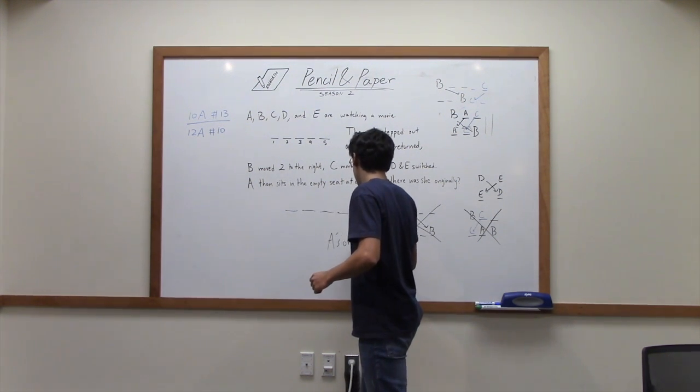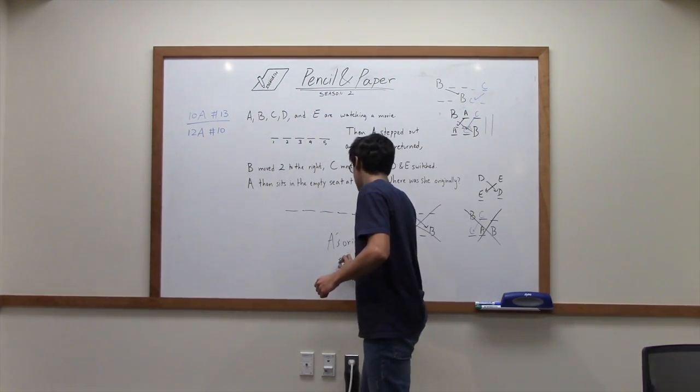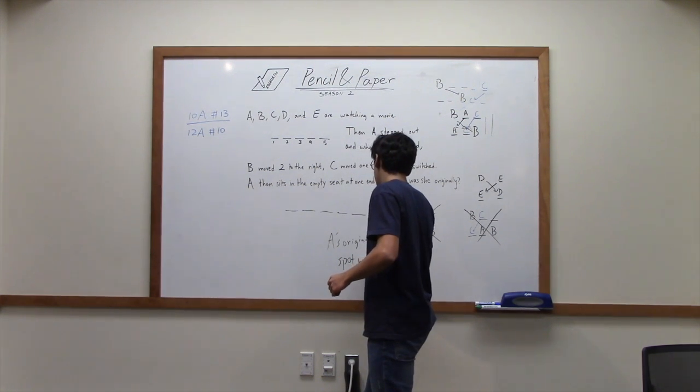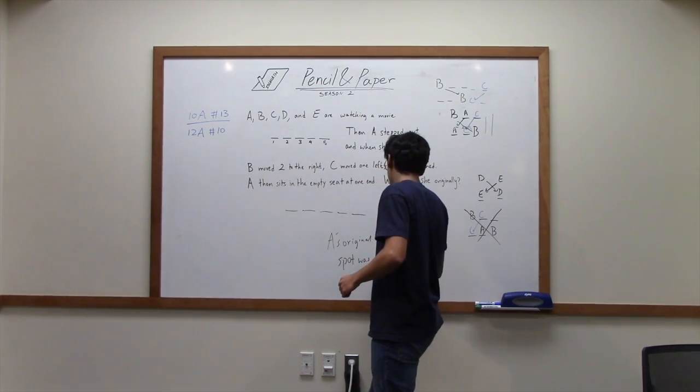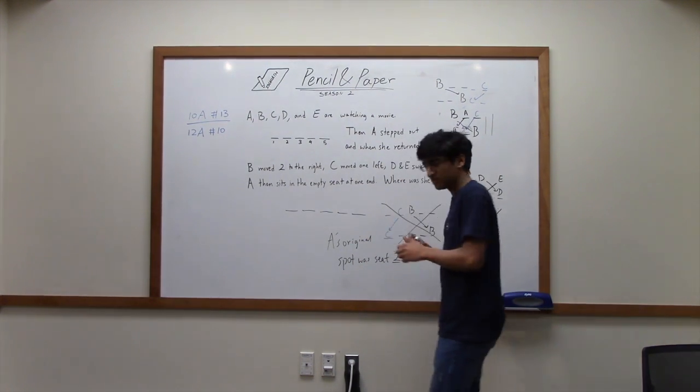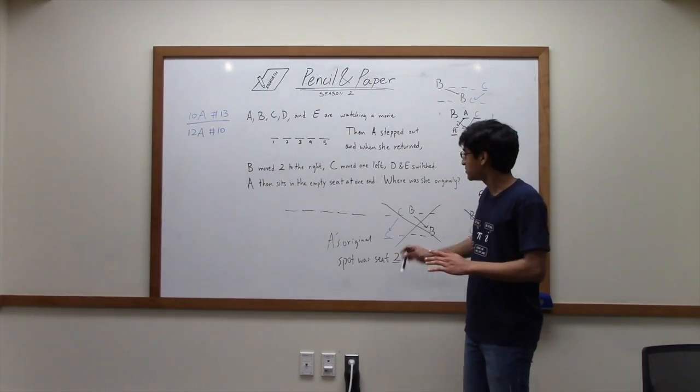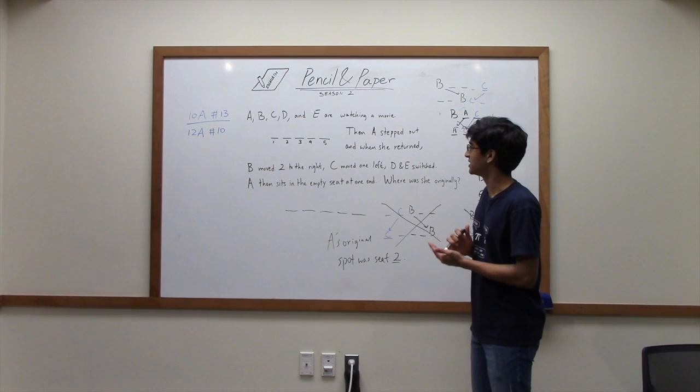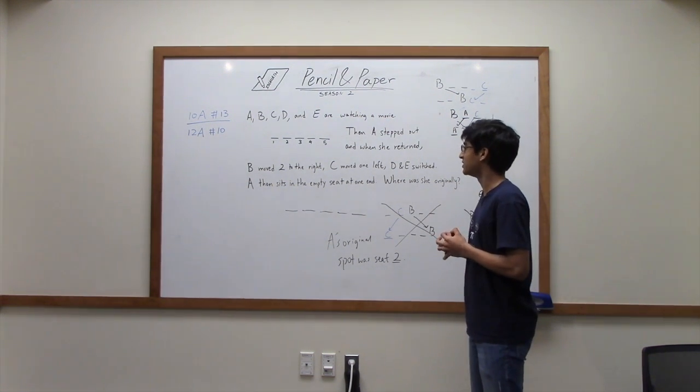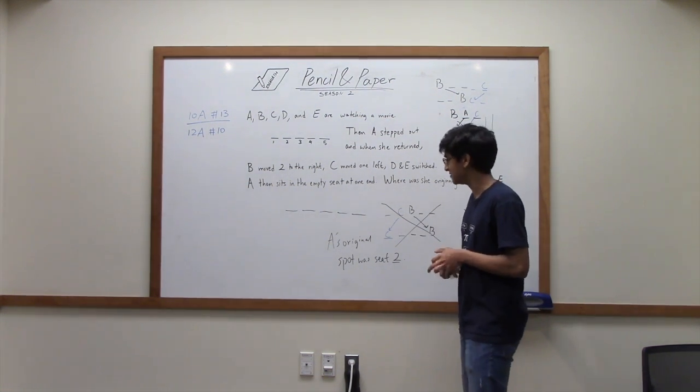A's original spot was seat 2. And we're done. So this is what I did, something along these lines during the test. It took me some time, but I got the solution. I ended up getting it right.